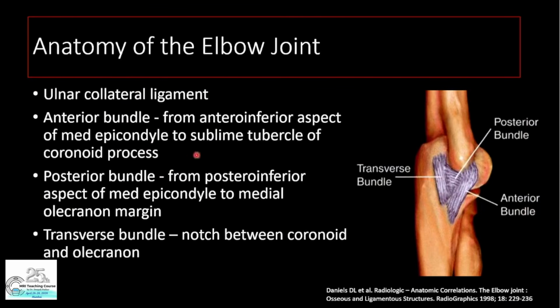So the ulnar collateral ligament has 3 components. The anterior bundle runs from the medial epicondyle to the sublime tubercle, which is the medial margin of the coronoid process. The posterior bundle runs again from the medial epicondyle to the medial margin of the olecranon process, and a transverse bundle that's just bridging the gap between the two.